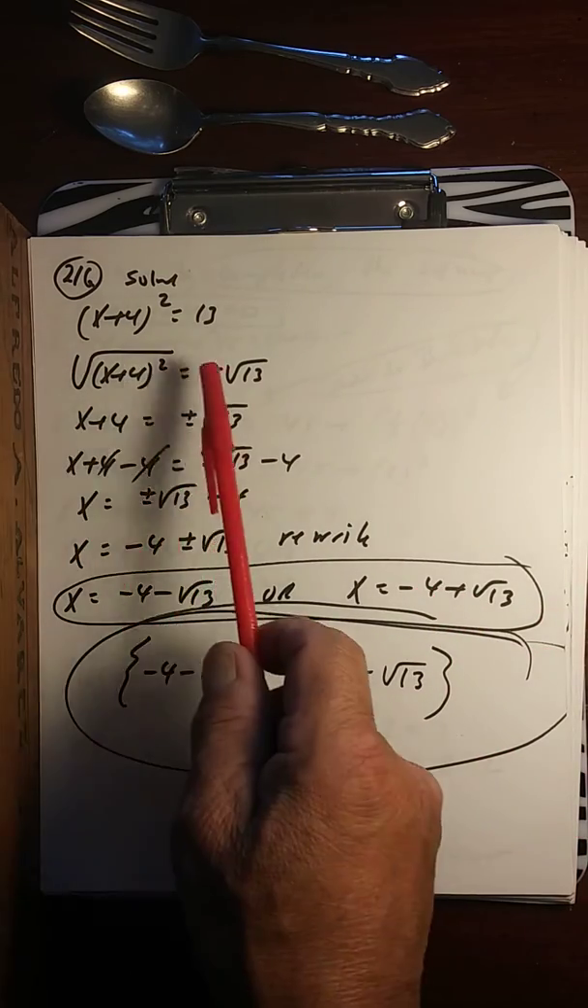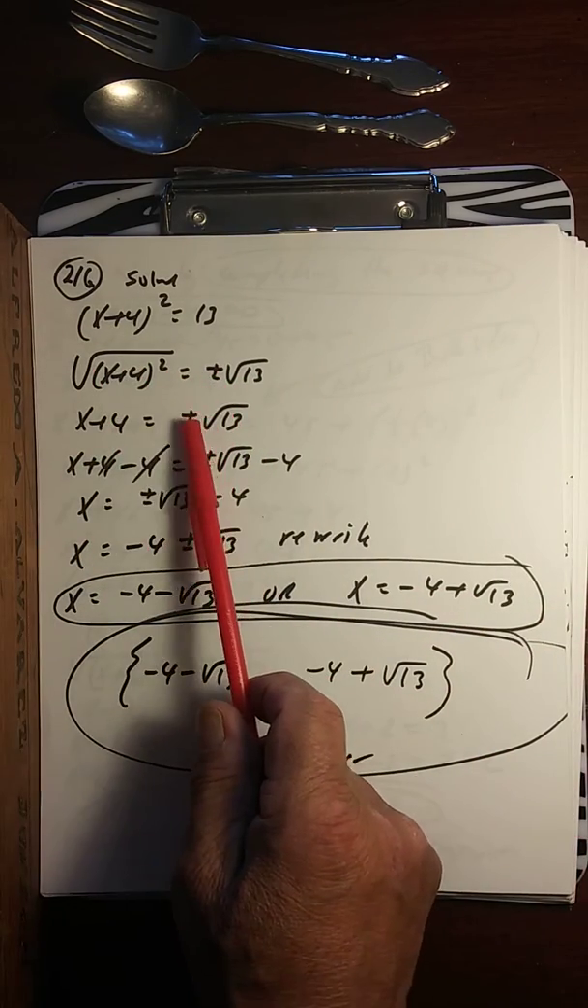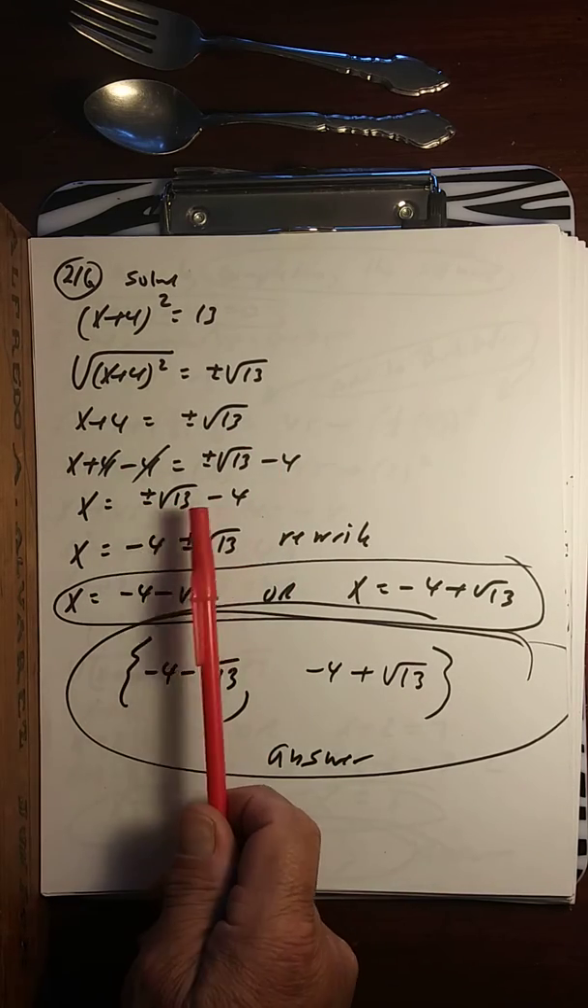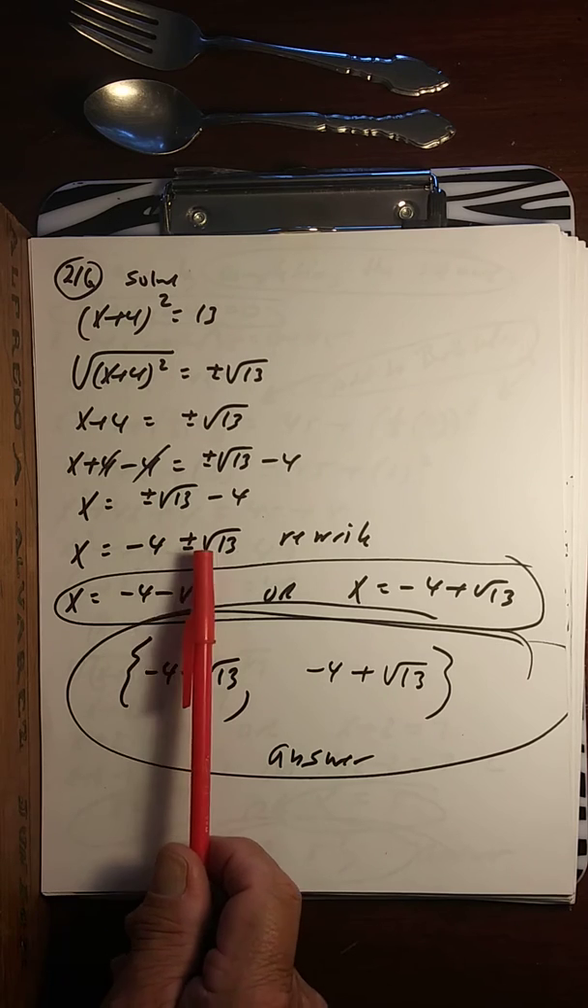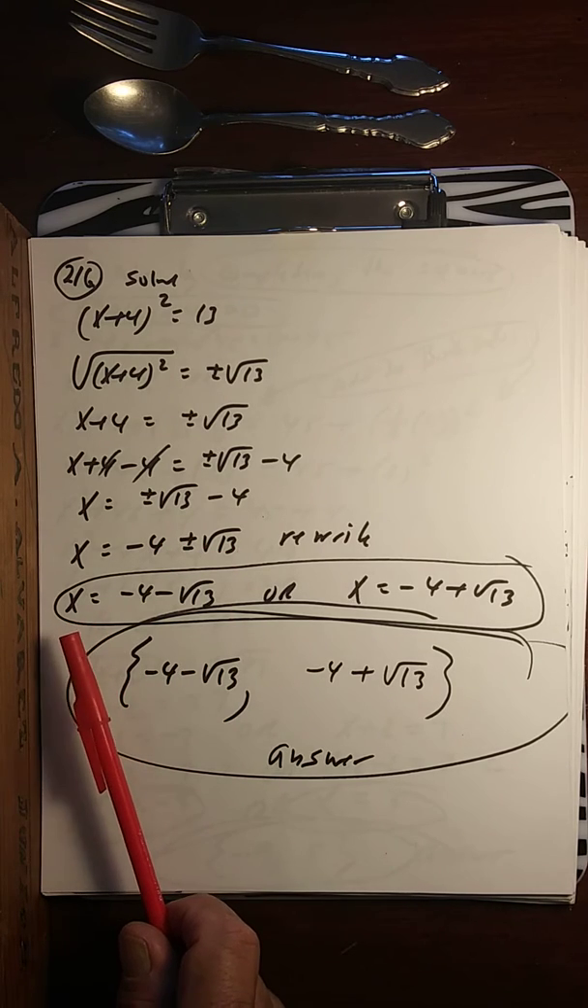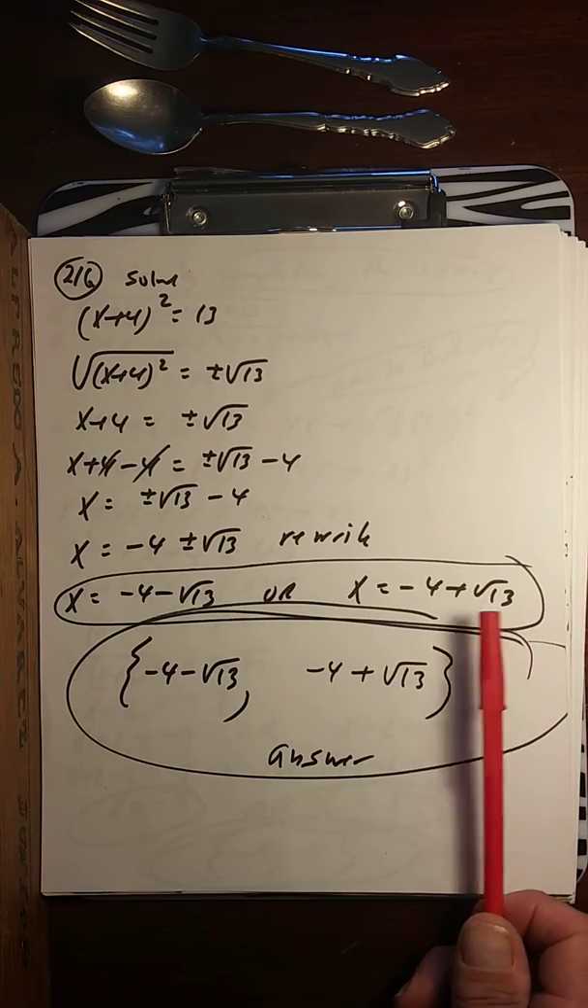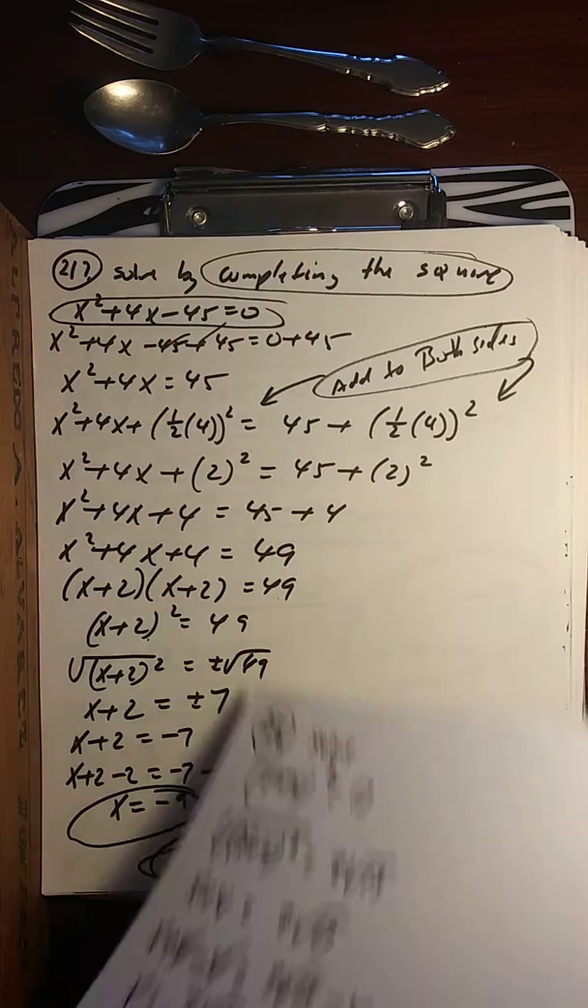Square root again, both sides. Square root of this, square root of this. This is plus or minus, square root is 13. So you're going to go minus 4, minus 4. So we have plus or minus square root of 13 minus 4. Rewrite it. Negative 4 plus or minus square root of 13. So x equals negative 4 minus square root of 13, or x equals negative 4 plus square root of 13. There's the two answers right there.